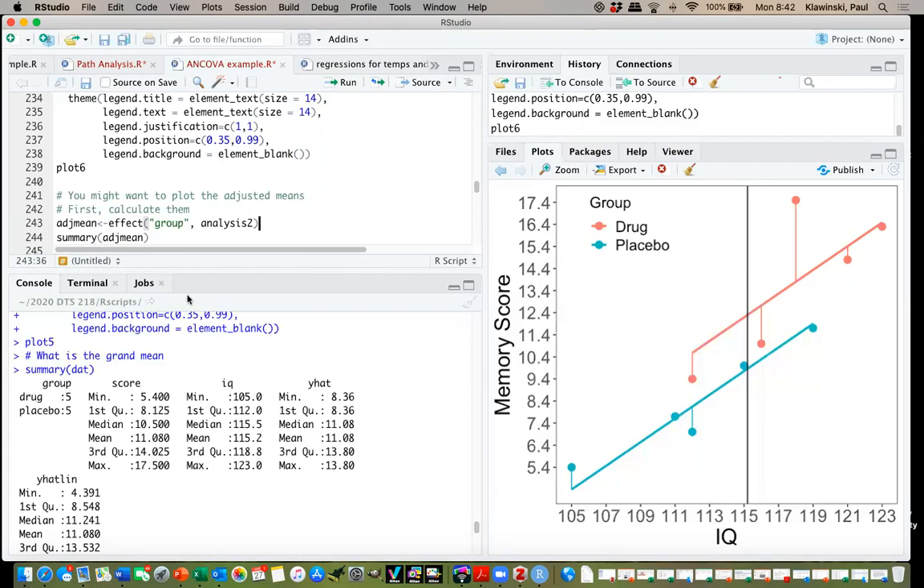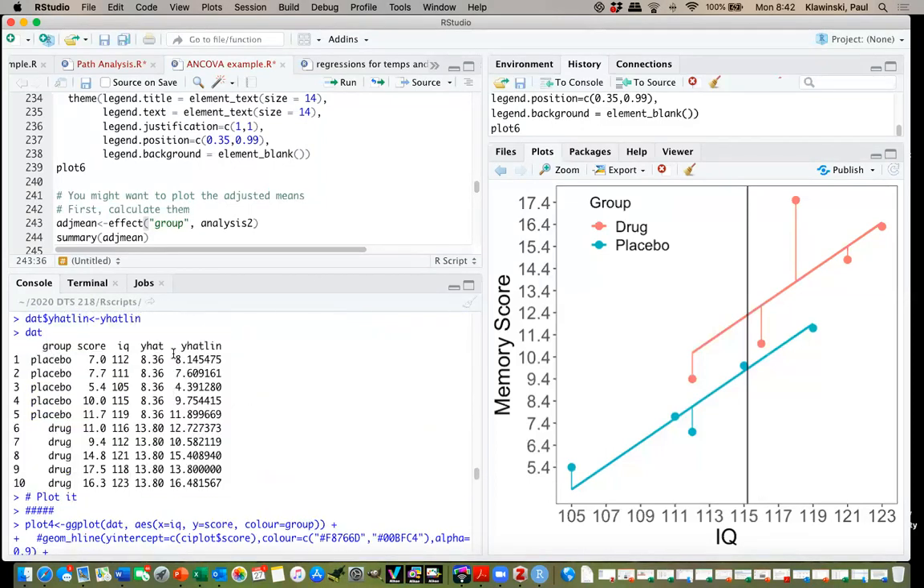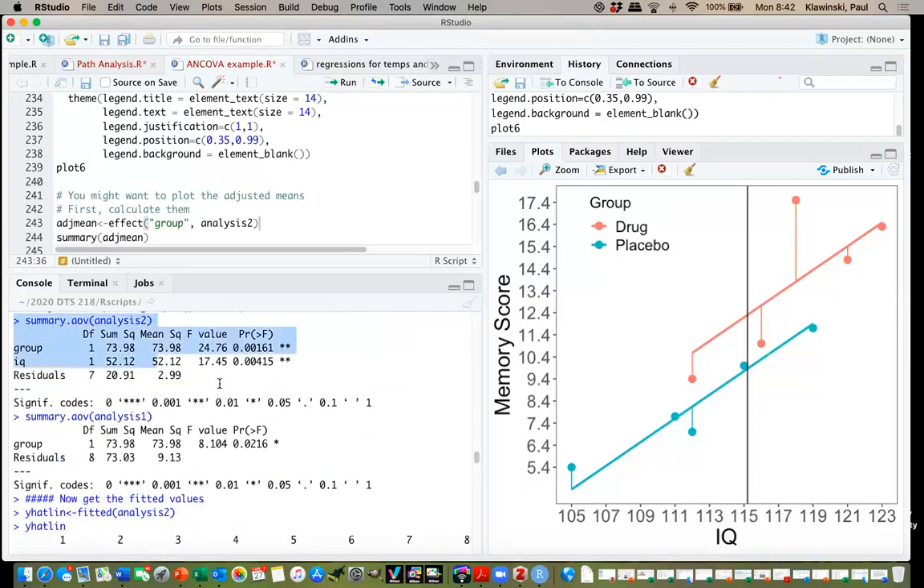And that reduces the sum square residual value here, which then also reduces the mean square residual value, which then makes it easier to see the differences between the groups that are the thing that you're actually interested in doing something with.